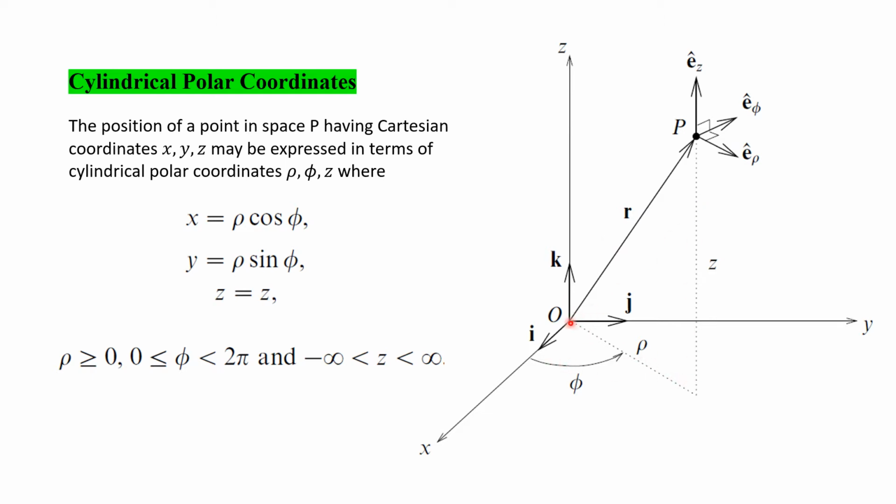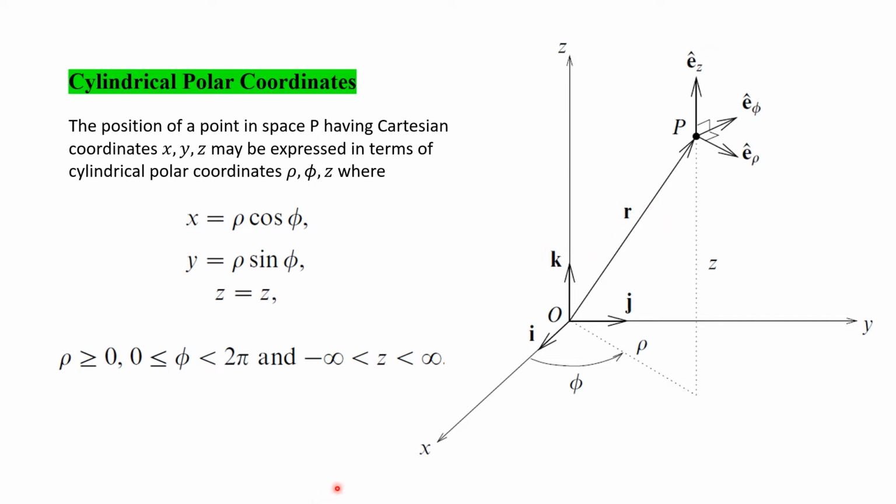Your rho is measured from the origin. If you project your point P onto the xy plane, which is at this point here, your rho is measured from the origin up to where the projection of point P in the xy plane is. Then your phi is the angle measured from the positive x-axis, rotating up to where your rho is. So that is your phi. Your z, on the other hand, is just the same z that we have in Cartesian coordinates.